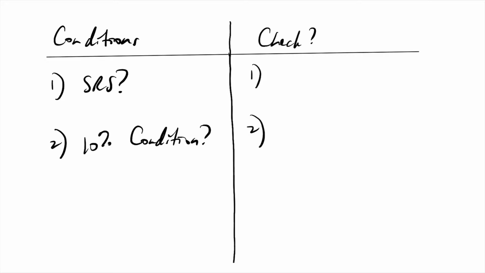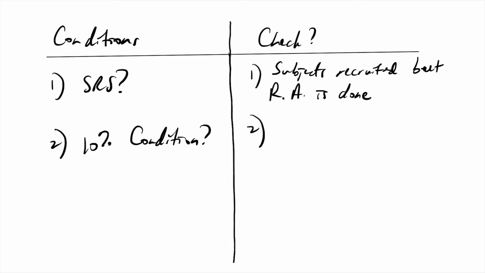Yes. We could put random assignment. We could put subjects recruited. But you can just put RA, or you could put random assignment. Is done. Okay.